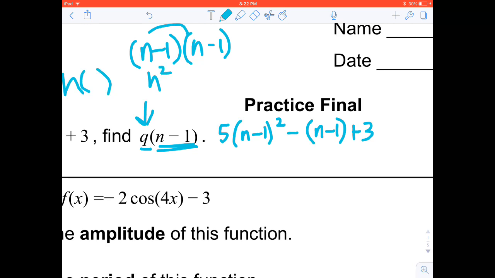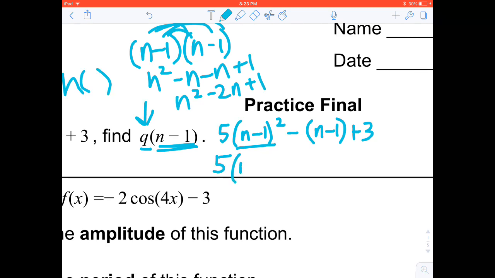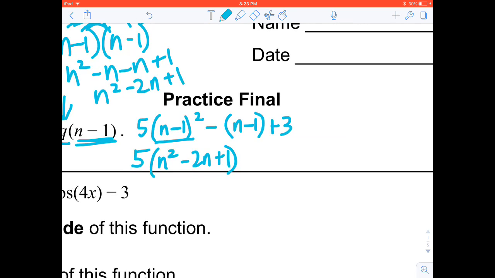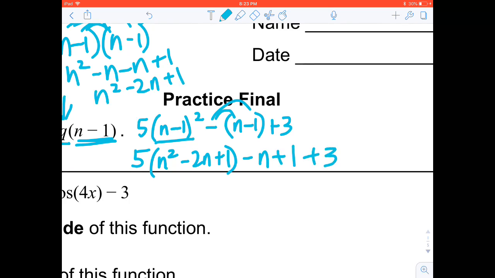N times n is n squared. N times negative 1 is negative n. So that's those two. Then we're going to multiply those two as negative n again. Negative 1 times negative 1 is positive 1. So together we have n squared minus 2n plus 1. So I can go ahead and replace this part right here with what I just found. N squared minus 2n plus 1. This minus is going to distribute into both of those terms. So that's going to become minus n plus 1, and then I have the plus 3 there.